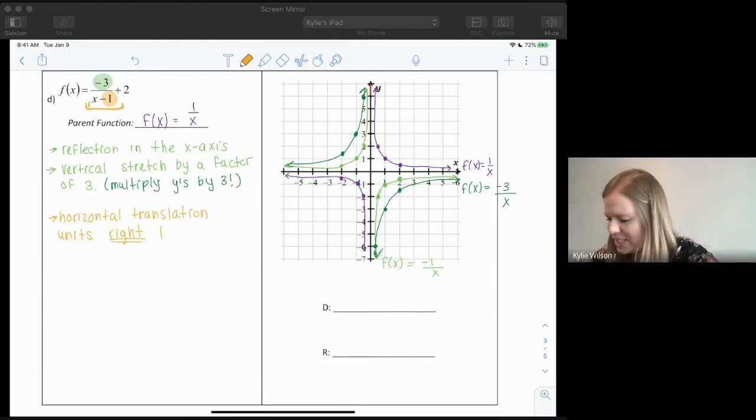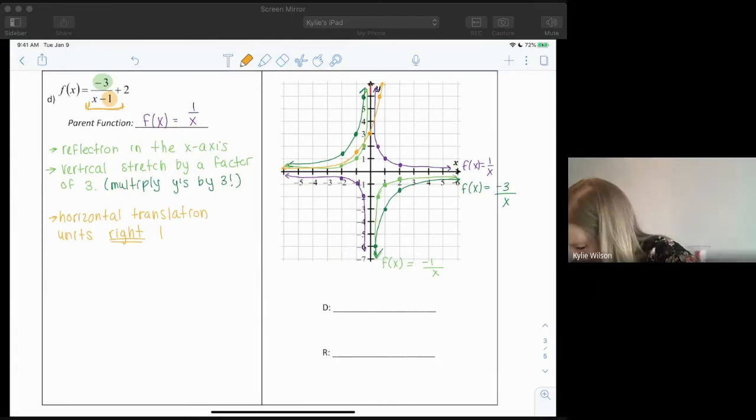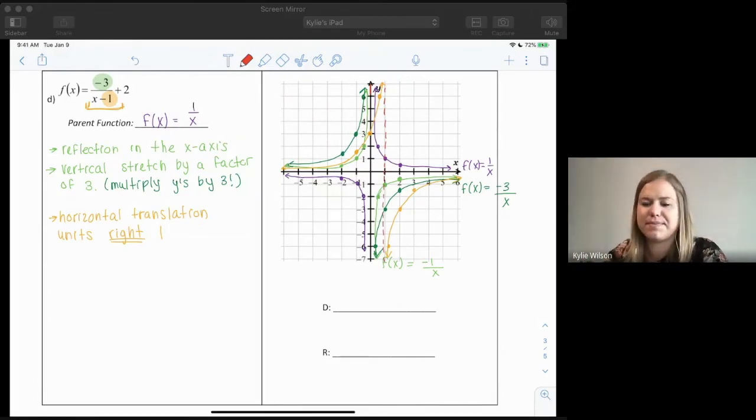So we're going to take the green dots and move them all right 1. There we go. So now positive 1 is our new asymptote. And same with my dark green lines on the bottom. So 1 is my new asymptote over there. We can see that the orange lines are getting really close to 1.